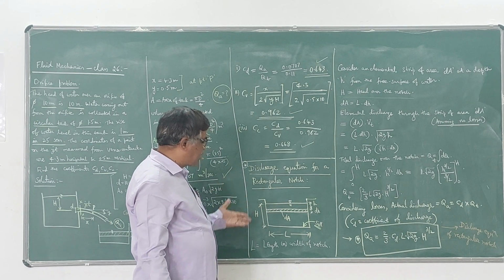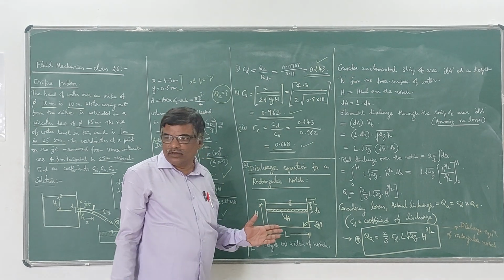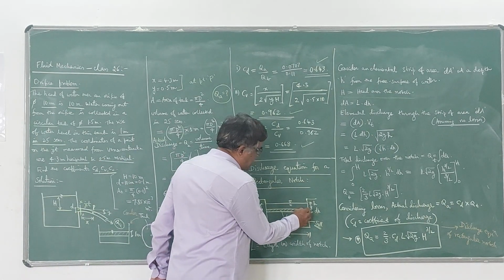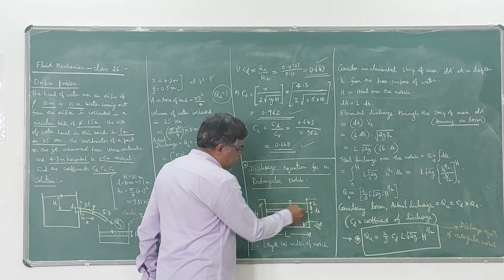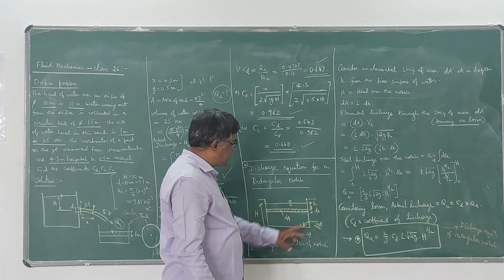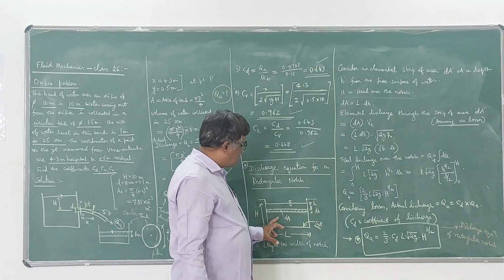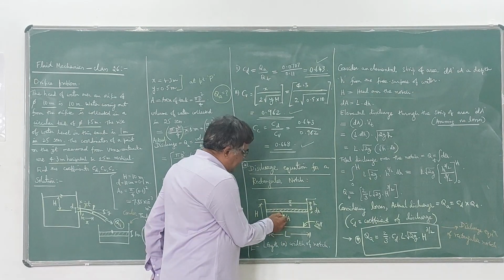Now to derive the expression for the discharge through this rectangular notch, we have to consider an elemental strip something like this. Elemental strip of thickness dh at a depth h from the free surface. So here dA is the elemental area.